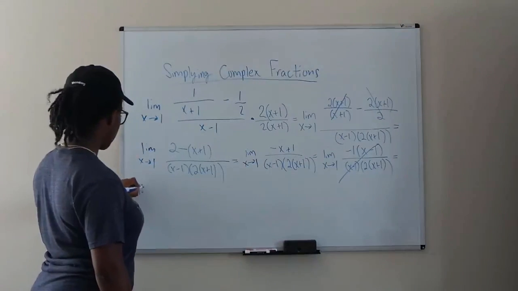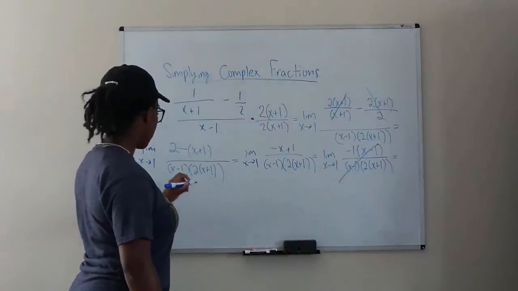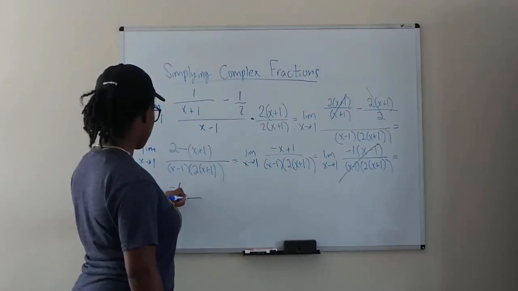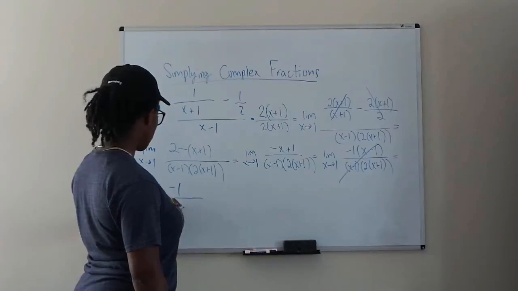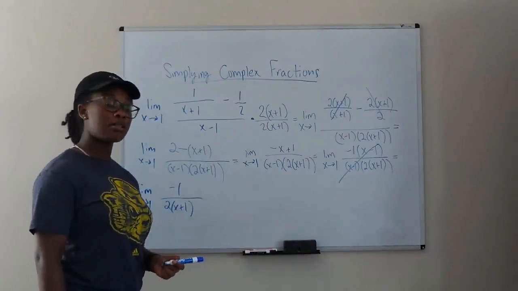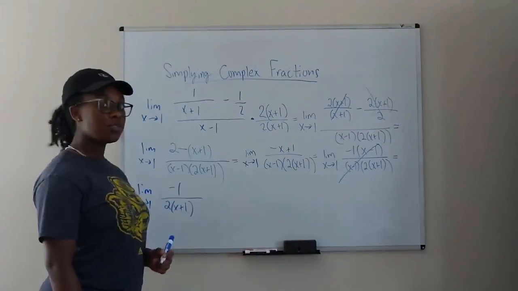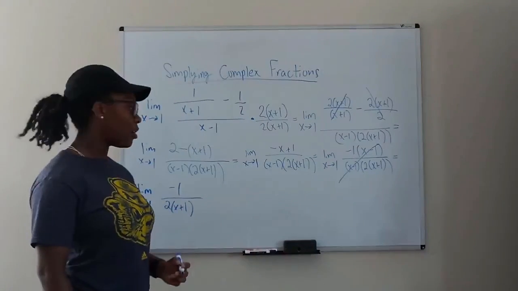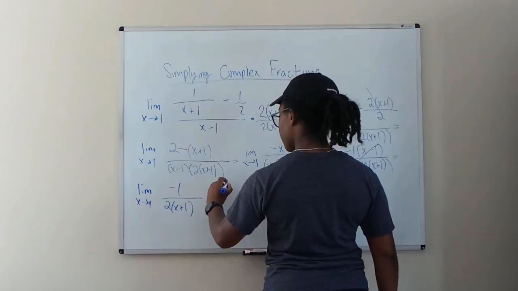So we have the limit as x approaches 1, and then we're left with a negative 1 on the top, and 2 times x plus 1 on the bottom. Okay, so now we can use our limit laws, now that we can directly substitute in. We're going to use our limit laws to simplify and figure out what this limit value is. So we have a quotient law that we can use.